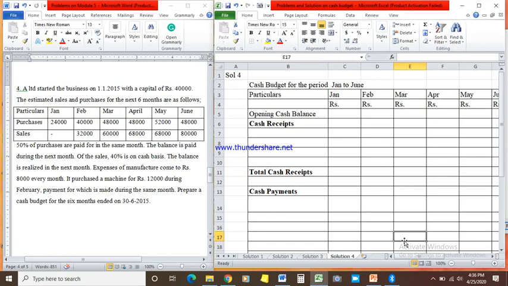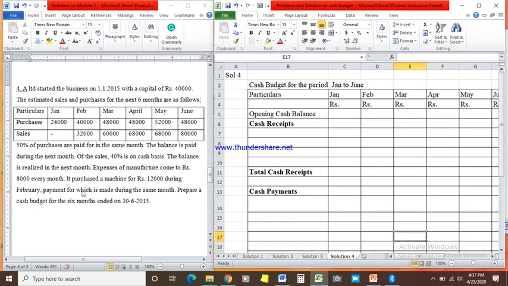50% of the purchases are paid in the same month, and the balance is paid during the next month. So it is 50% cash purchase during the same month, and the balance 50% will be paid in the next month. Of the sales, 40% is on cash basis. The balance is realized in the next month, which means if 100 rupees is the sales, 40 rupees is the cash sales and 60 rupees is the credit sales, and this 60 rupees credit sales is going to be collected in the next month.